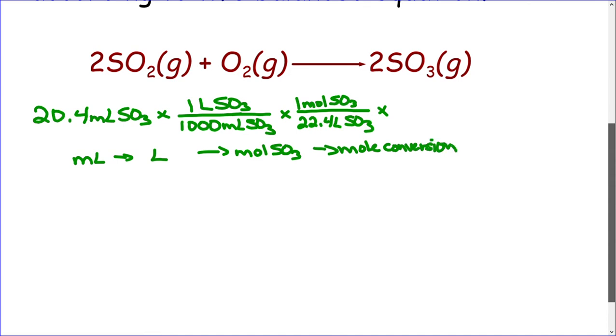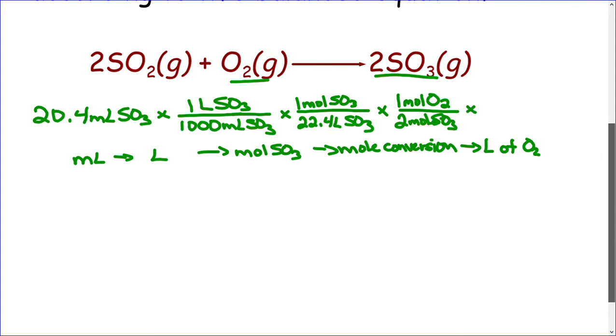Now I need that mole conversion to happen. I need to get from moles of SO3 into moles of O2. So I have moles of SO3 already, and I know that 2 moles are going to go on the bottom. So 2 moles of SO3 is the same thing as 1 mole of O2. That's my relationship, my ratio between them. That's my mole conversion.